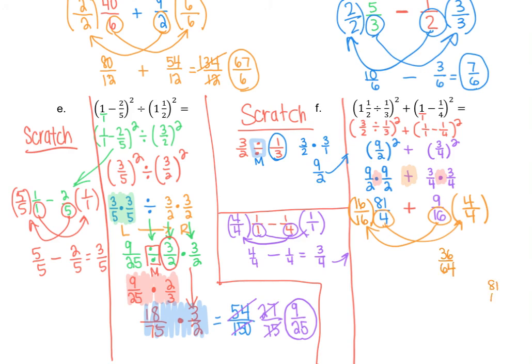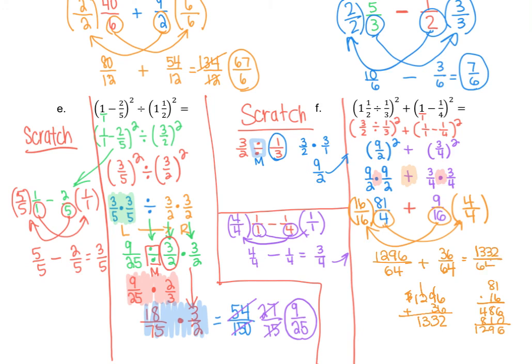81 times 16, I don't know off the top of my head. 6, 48, 1, 8, 6, 9, 12. So 1296. So 1296 over 64 plus 36 over 64. So 1296 plus 36. So 12, 13, 13, 3, nope, 1332.